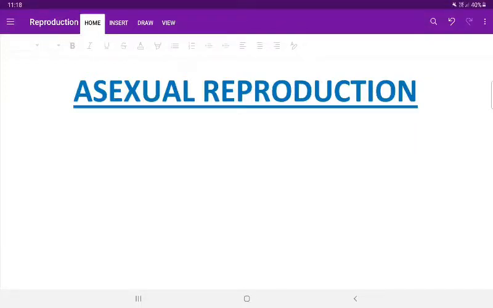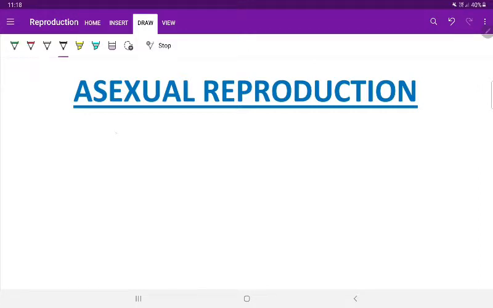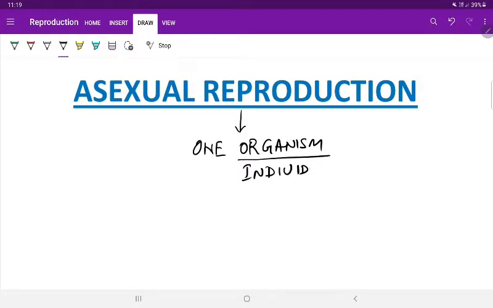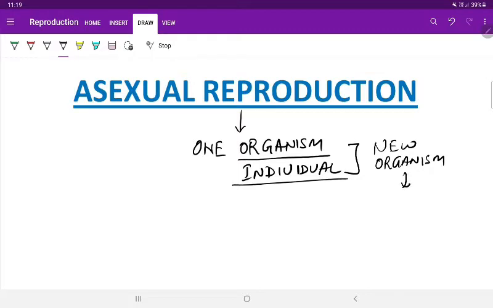Today we are going to continue with the topic of reproduction and we will study about the asexual mode of reproduction in organisms. As you all are very aware, in asexual mode of reproduction the most important concept is that only one organism, or you can say one individual, is involved in the process of reproduction, means it gives rise to a new individual or new organism, and in a similar manner they have to be of the same species. So this is a basic concept that we all know regarding the asexual mode of reproduction.